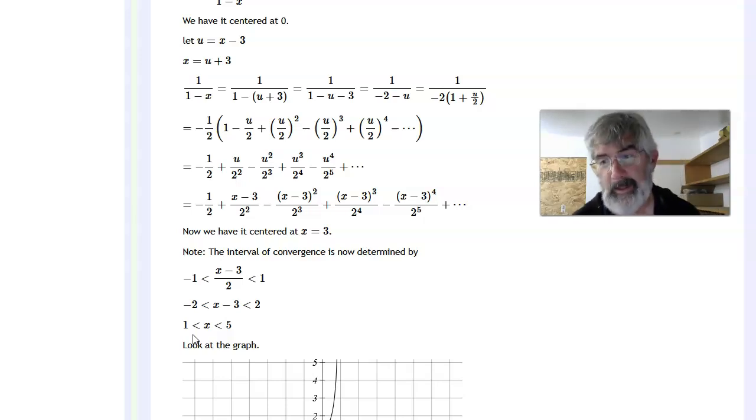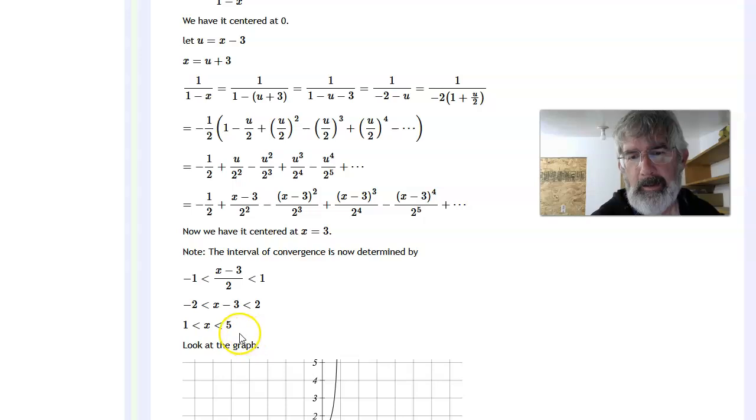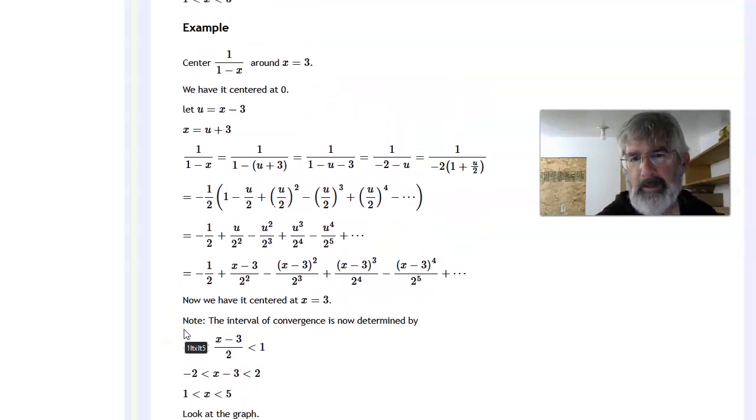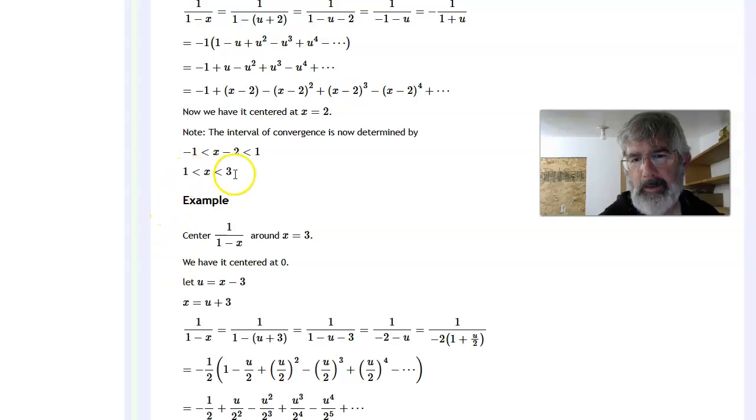This is interesting for a couple of reasons. One, the radius of convergence now is 2. Right? This interval has length 4, with 3 right smack dab in the middle. So from 3 down to 1, or from 3 up to 5, that's going to be 2. So we've doubled the length of the interval, doubled the radius. But I do notice that x equals 1 was the left-hand endpoint before, right? It was from 1 to 3.